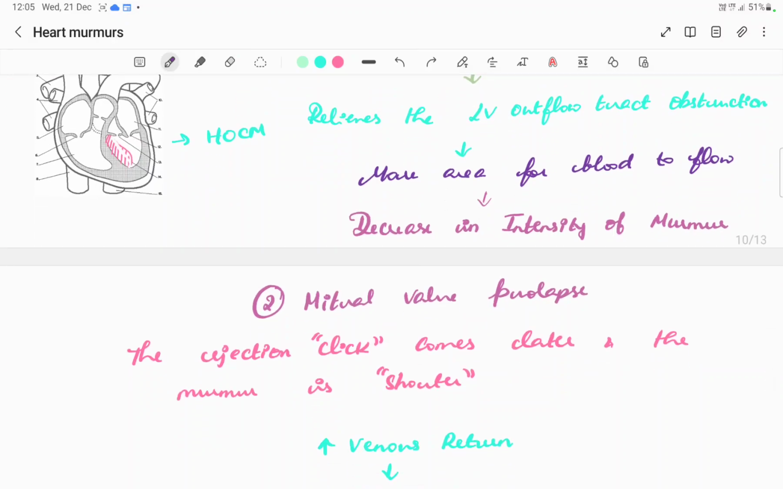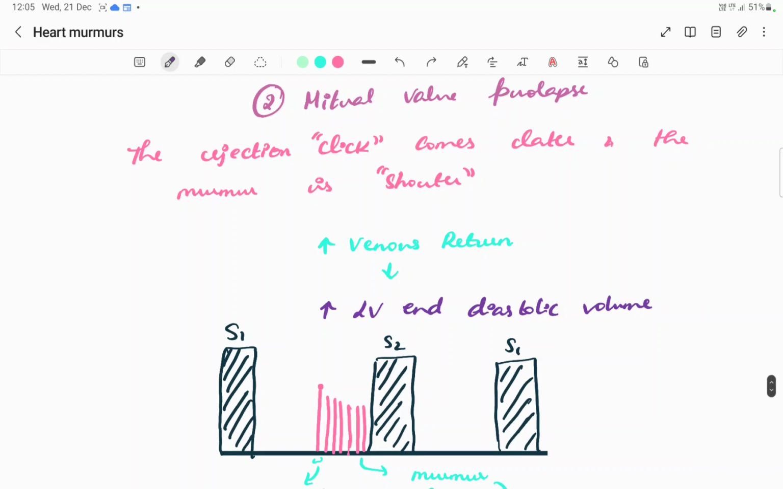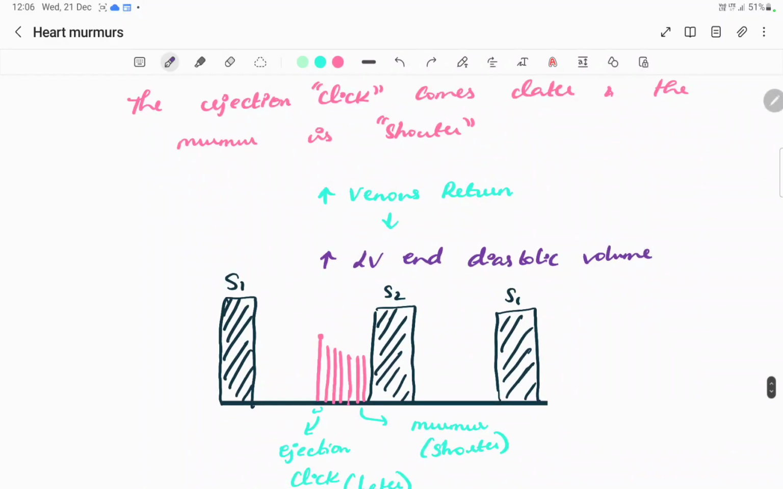Again, in mitral valve prolapse, what will happen? We already saw it is going to give an ejection click. This ejection click will come later because there's going to be more volume. The end diastolic volume is going to be more. So that is going to cause the click to come later. For the mitral valve prolapse, click to come later, and that is going to in turn lead to a shorter murmur. So there's going to be a later ejection click and a shorter murmur that we see here. Okay, so two exceptions.